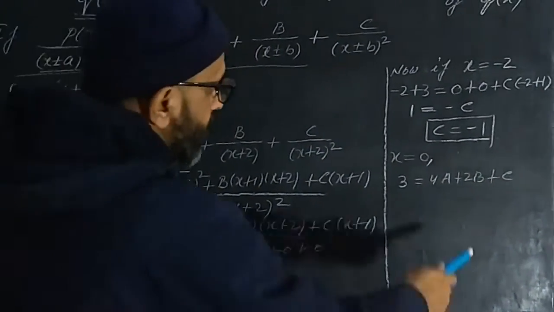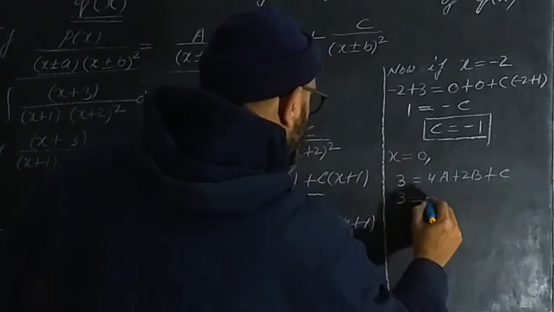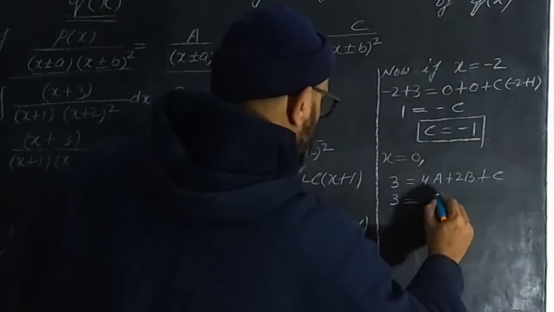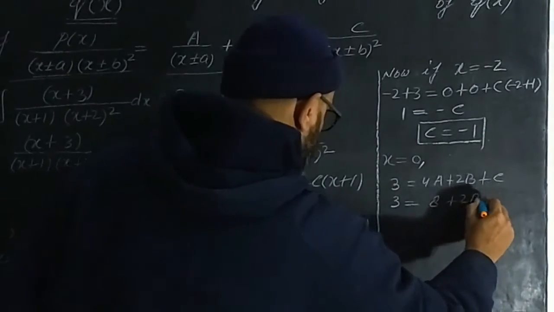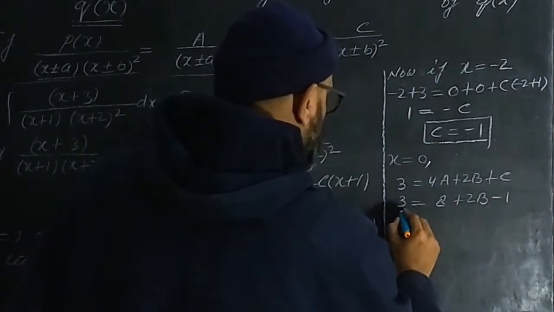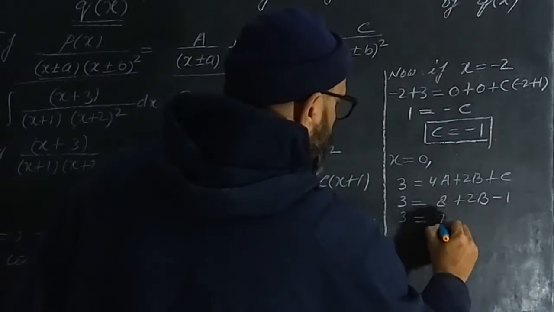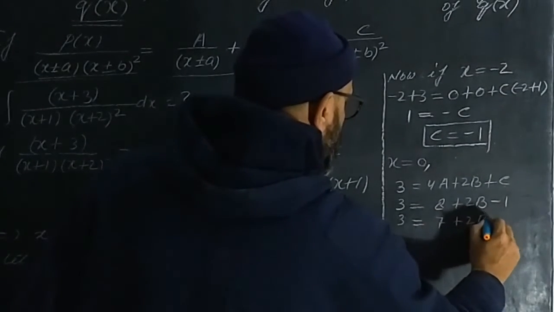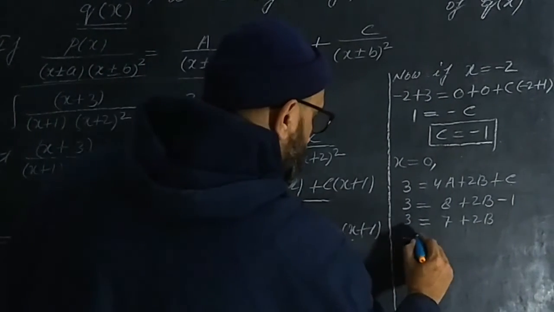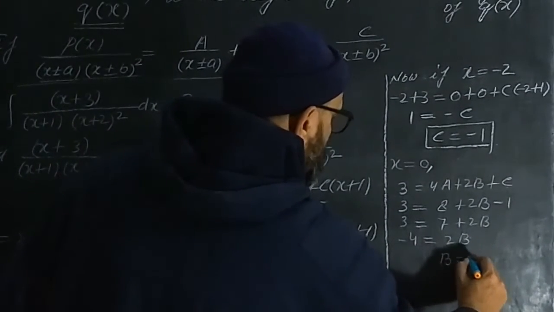Then we substitute the value of a and c in this equation. So 3 is equal to, a is equal to 2, so 2 4s are 8, plus 2b as it is, and the value of c is minus 1, so minus 1. So 3 is equal to 8 minus 1 is 7 plus 2b. So transposing 7 to this side, it becomes 3 minus 7 or minus 4, that is 2b, and this way b is equal to minus 2.